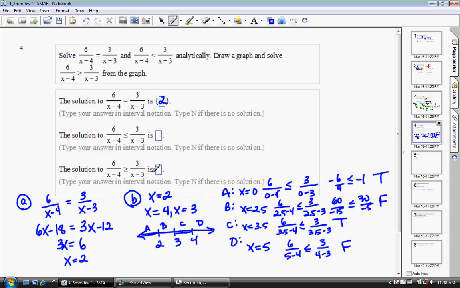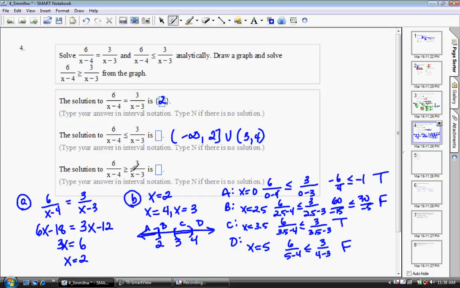Now, what about the endpoints, do we need them? Since we're allowed to include where it's equal to 0, we're going to have a bracket only with the x equals 2. We're going to have a parentheses on the 3 and the 4 because they are where the value of the denominator is 0. So it would be from negative infinity to 2, union, parentheses, 3 to 4.